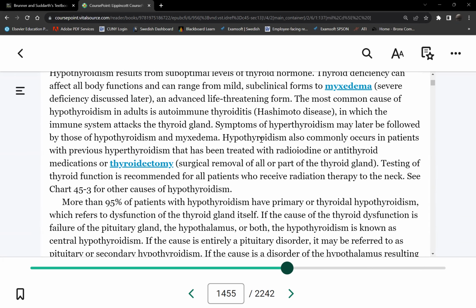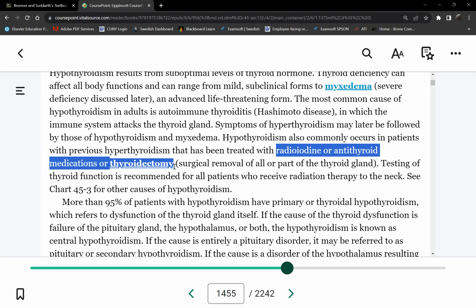A secondary form, also called iatrogenic form, is after treatment of hyperthyroidism, which usually involves either radioactive iodine therapy, which I mentioned earlier, or antithyroid medications, or surgical removal of the thyroid gland. So these three are all options to treat hyperthyroidism, and as a result, the patient develops hypothyroidism.